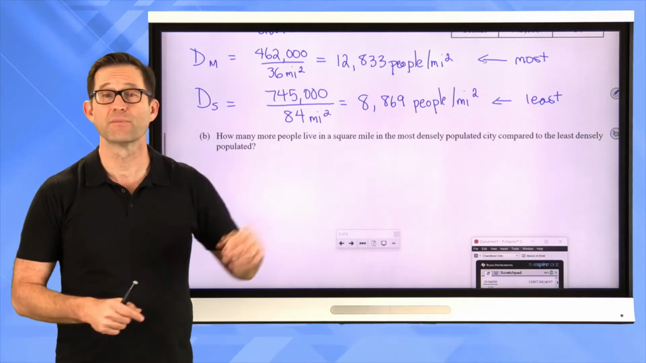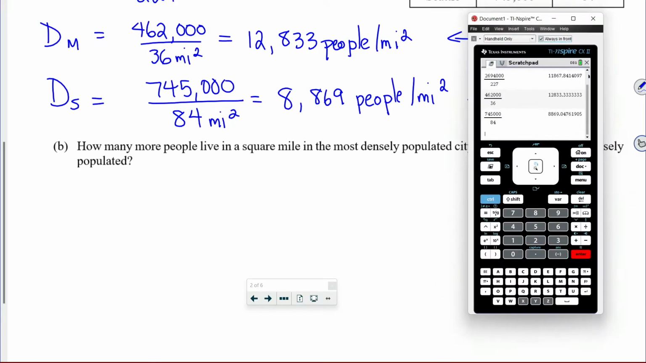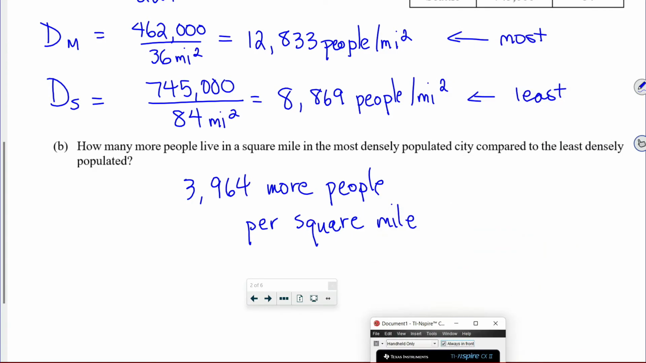All right, well, we just have to subtract these two, right? If we want to know how many more, we subtract. So 12,833 minus 8,869. And we're going to find that there are 3,964 more people per square mile. Seems like a lot to me. Miami must be a crowded, crowded place to live.